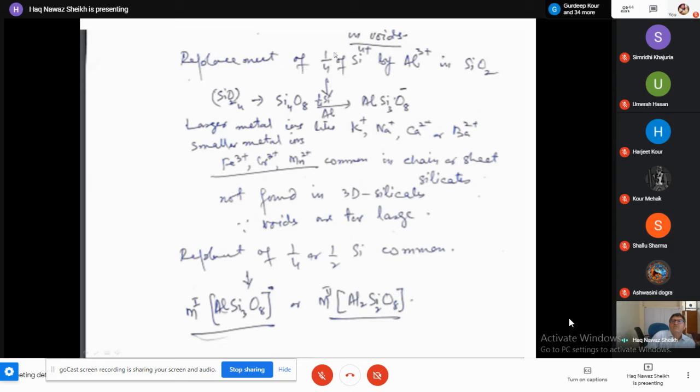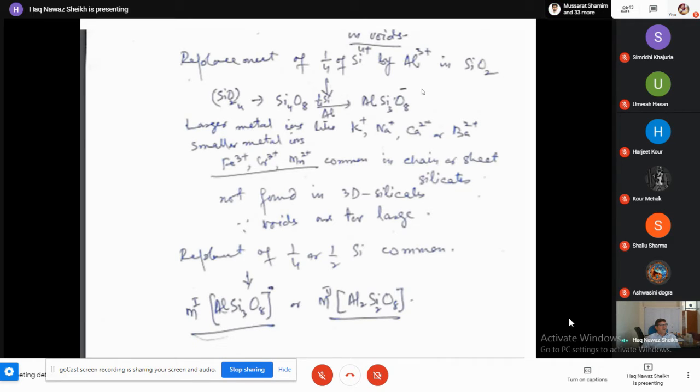So take replacement of 1/4, for example, 1/4 of the silicon by aluminum in the silicon tetrahedra. This is the general formula written for tetrahedra, but we know that this is SiO4, in which the replacement occurs. So this is, for example, 4 units of SiO2, and the formula becomes Si4O8. Then with replacement of 1/4 of the silicon by aluminum, it becomes AlSi3O8, 1 negative.